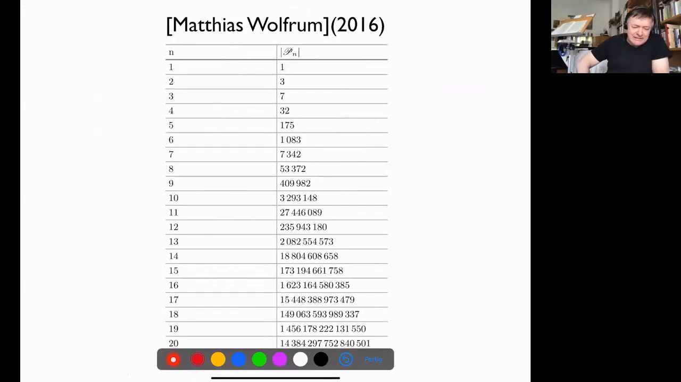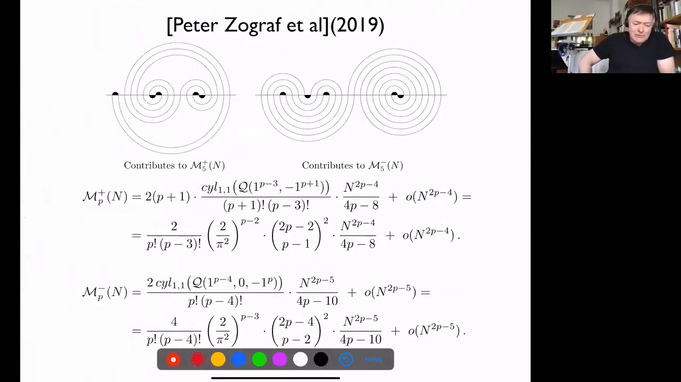And then I said that Matthias has contributed to that. So he counted the positive meanders, which was the second column in my original table, where again I only got to here. And he has a recursive procedure, a very nice enumeration procedure of these meanders, and he can get to quite large numbers. Now, let me mention at the end, Peter Zograf, he does have asymptotics of meanders. So he presents formulas, and this is highly demanding stuff.